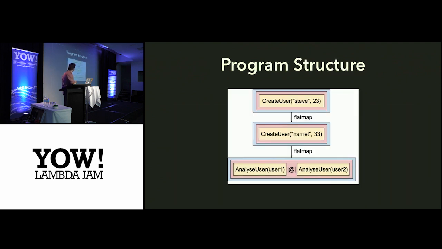So what this looks like is this. We end up with this create user step as a single step, then we flatMap with the free monad to get the next step, then we flatMap again to get the final step, and in the final step we had two things that were to run independent of one another.